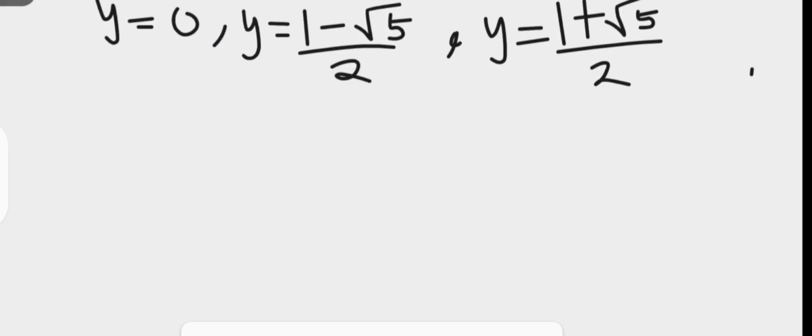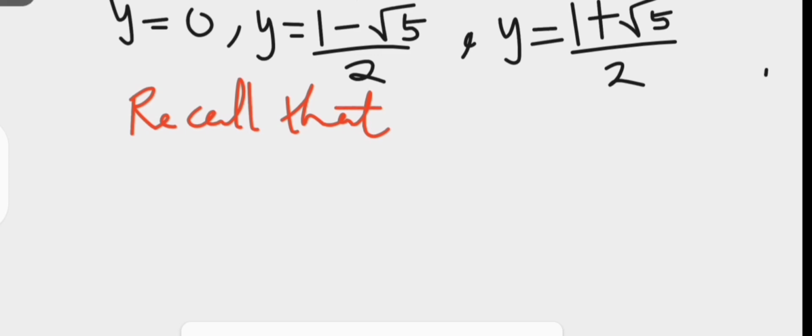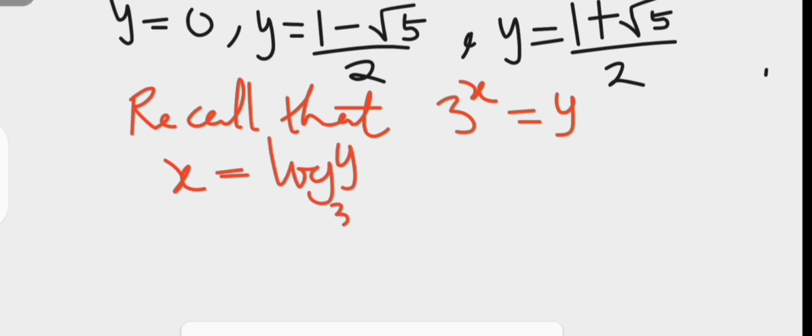Then we start putting these values into the transformation we made in order to get the corresponding values of x. Recall that we have transformed from 3 raised to power x to y. So if 3 raised to power x is y, then it means that x is going to be the logarithm of y to base 3 by definition. Now we start putting the values of y one after the other into this equation to get x.